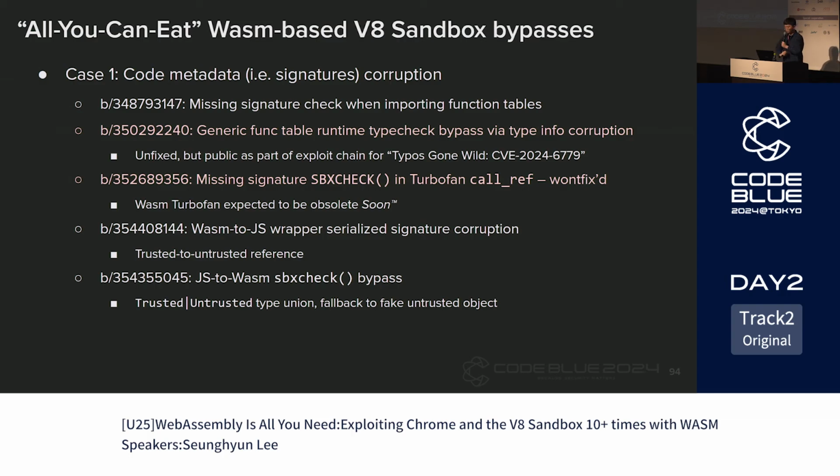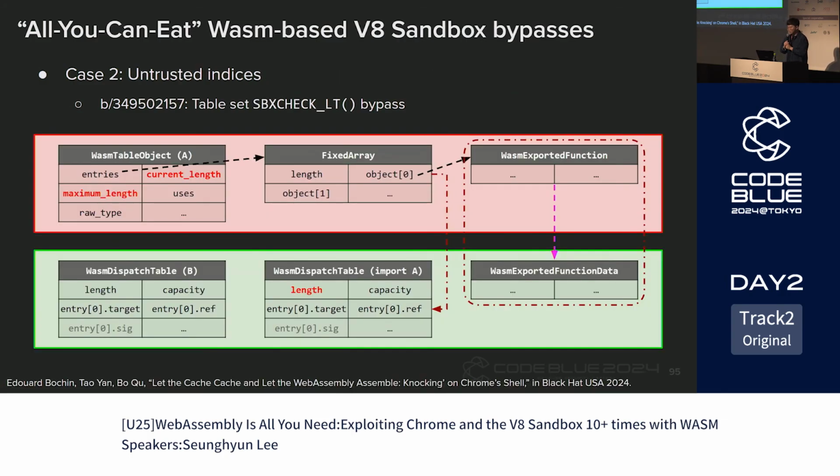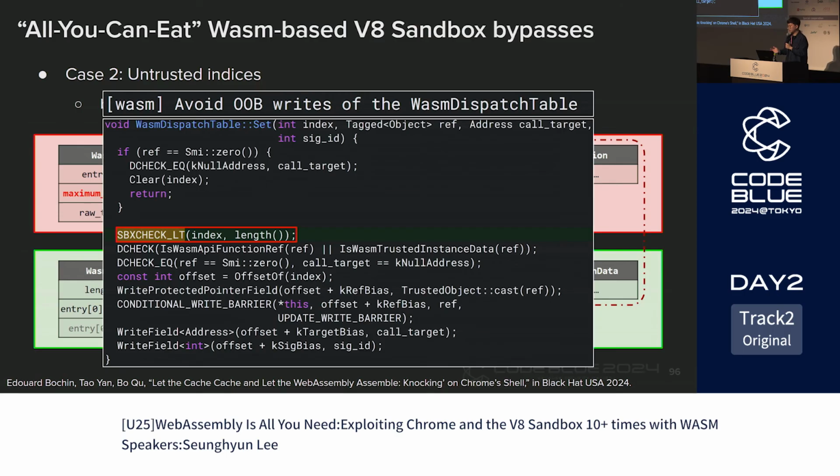The second case is untrusted indexes, which is also a classical problem with the V8 Sandbox. In this case, again, with the table example, it was previously possible to corrupt the current length and then just do a table set, which will do an out-of-bounds write on the trusted region from the WASM dispatch table. To fix this, we introduced this patch, which does a sandbox check less than check.